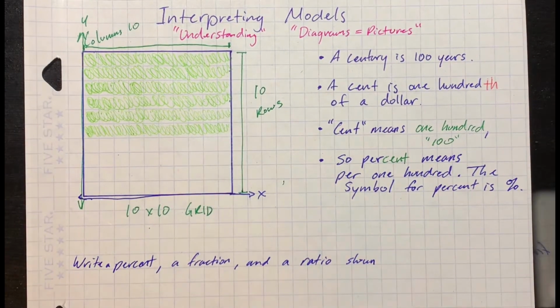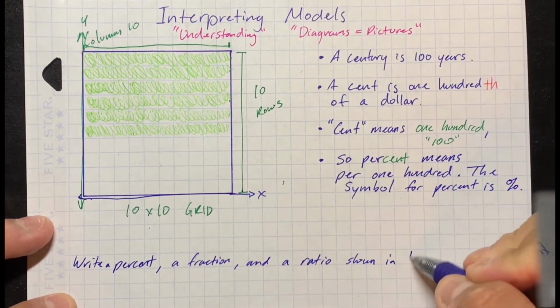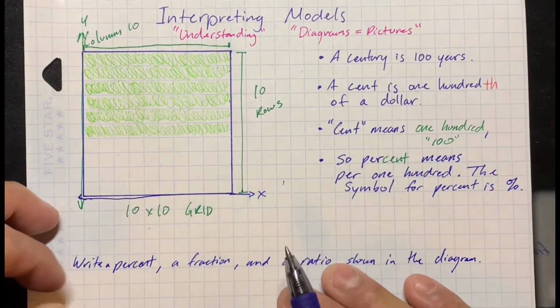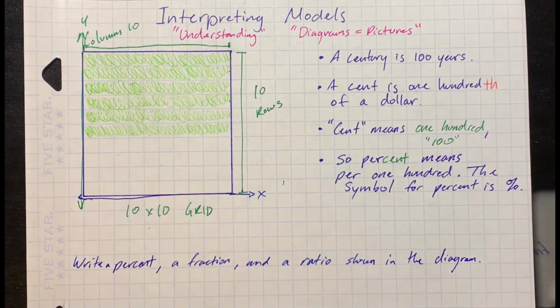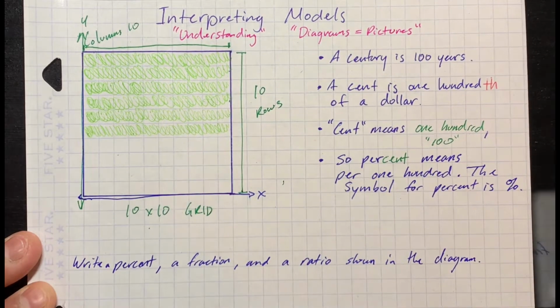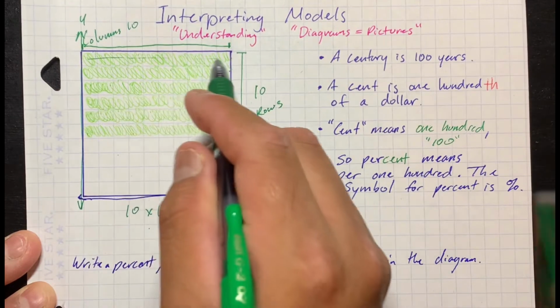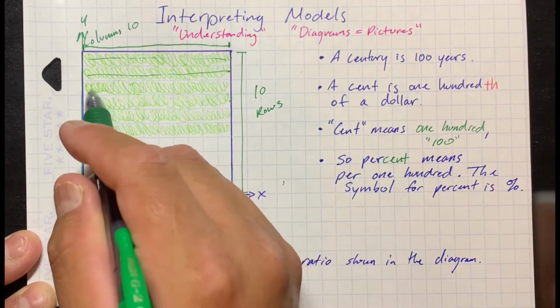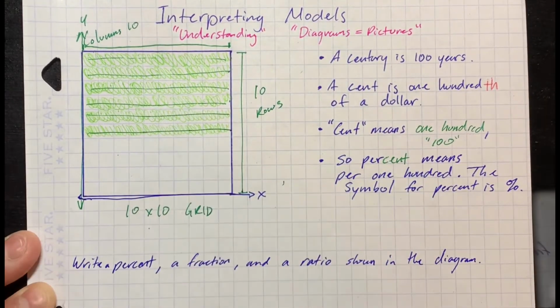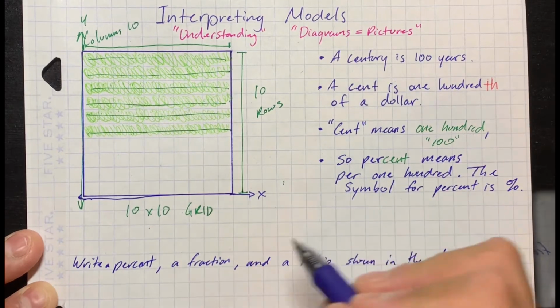So what we're going to do is write a percent, a fraction, and a ratio that is shown in this grid, in the diagram. Colored in green, we're going to count all those. Again, this is a 10 by 10 grid. So if we count, we have a row of 10, 20, 30, 40, 50, 60. We're going to write this as a percent. Or let's write it as a fraction first.